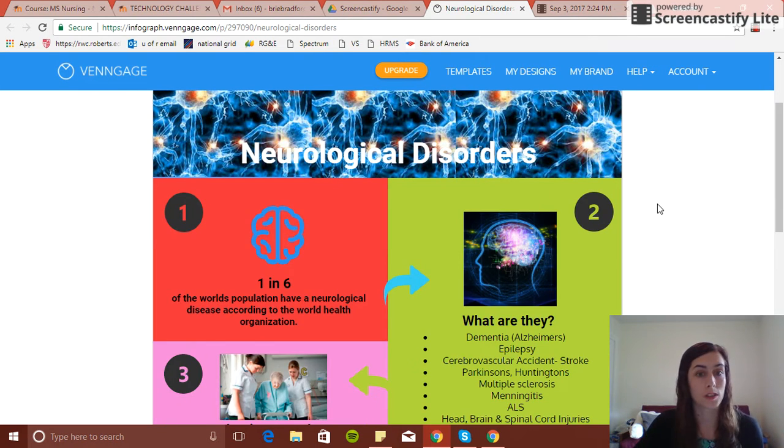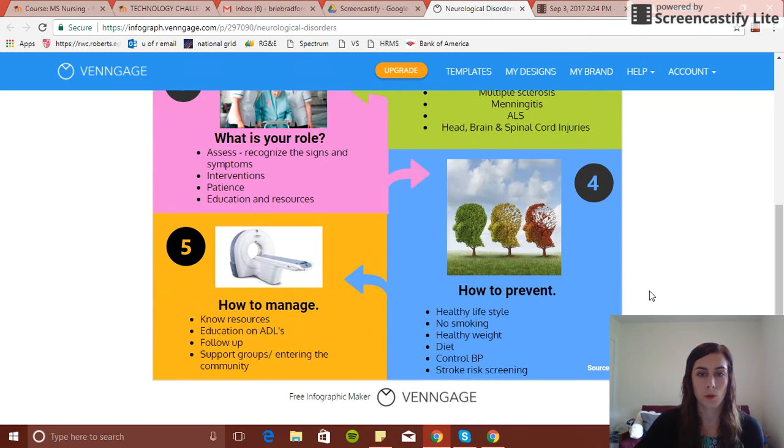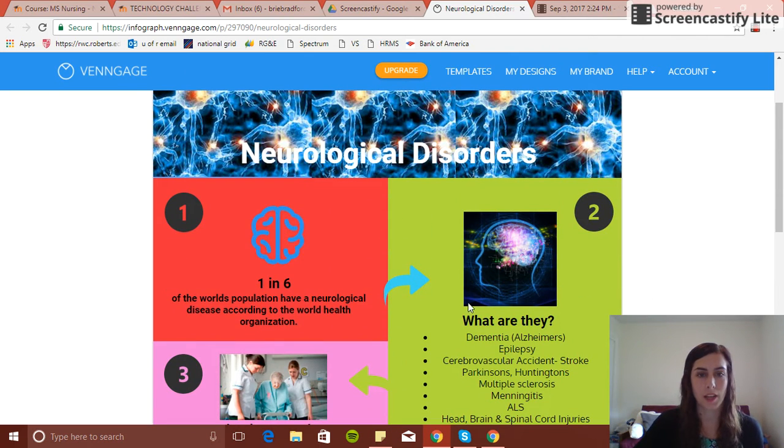1 in 6 of the world's population have neurological diseases, according to the World Health Organization. As you can see here, I have an infographic with steps to take through with you to talk about this topic, and we will proceed forward with the different types, different things we can do as nurses, and different interventions. Therefore, let's continue.